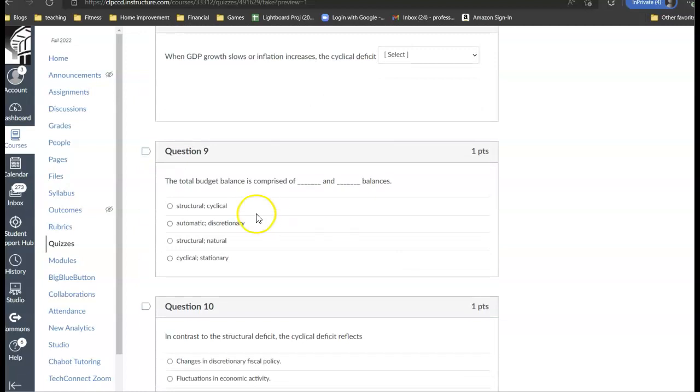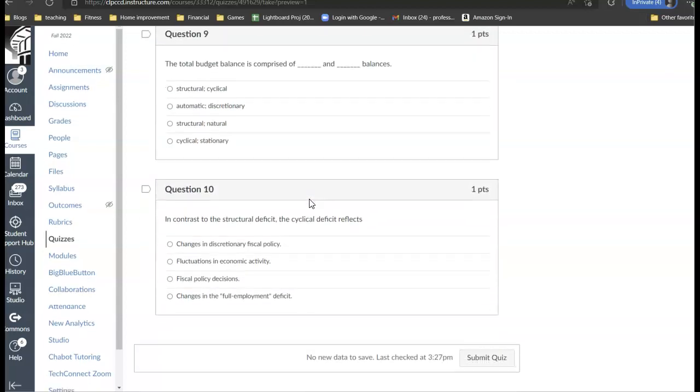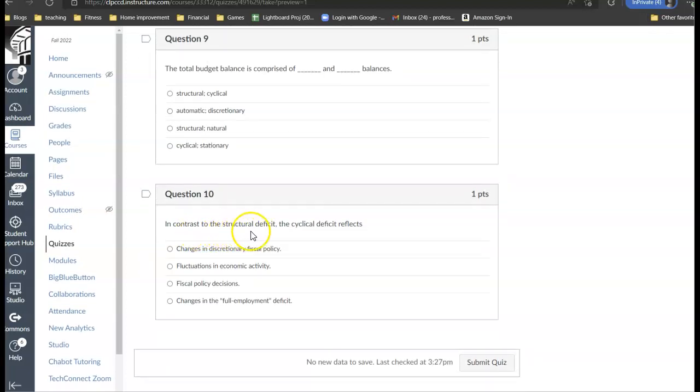The total budget balance is comprised of blank and blank balances. So again, this is pretty straightforward. Look up these terms in Chapter 12, and this should be answered no problem. In contrast to the structural deficit, cyclical deficits reflect what? Again, under the cyclical deficit portion and the structural deficit portion of Chapter 12, you should be able to answer this question no problem.